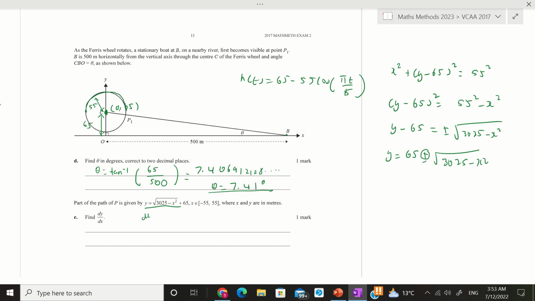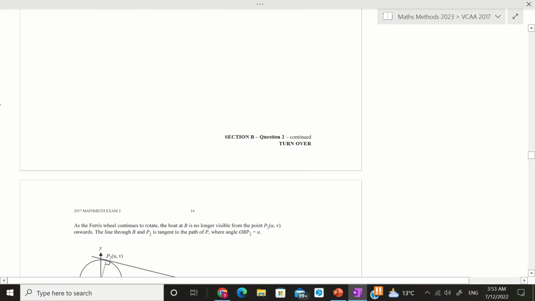So finding dy/dx, just put it in the CAS and you'll get negative x on the square root of 3025 minus x squared. Okay, and that's about it for now. We'll move on to some of the trickier parts.